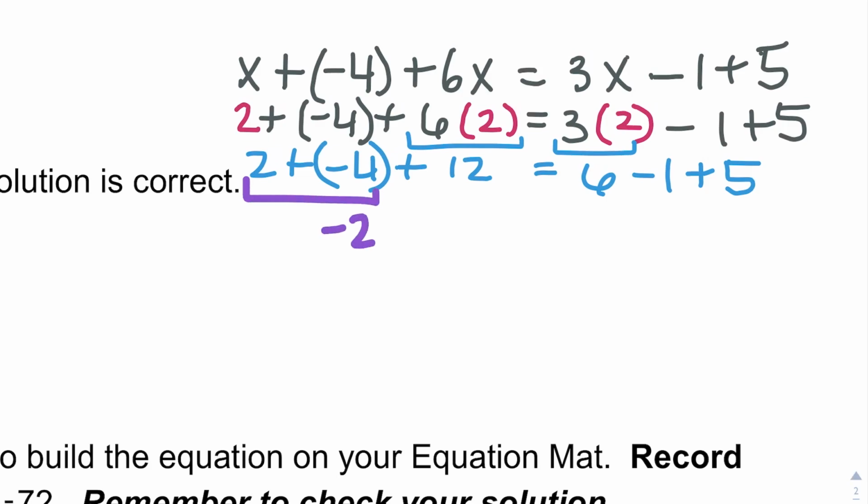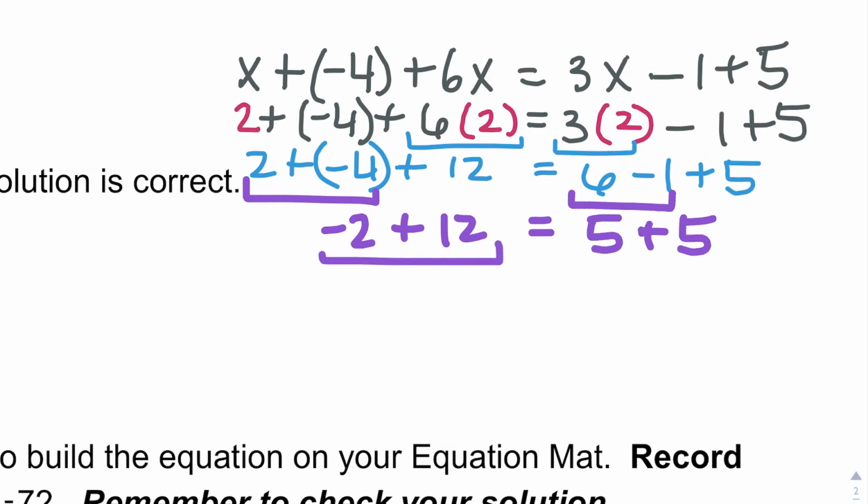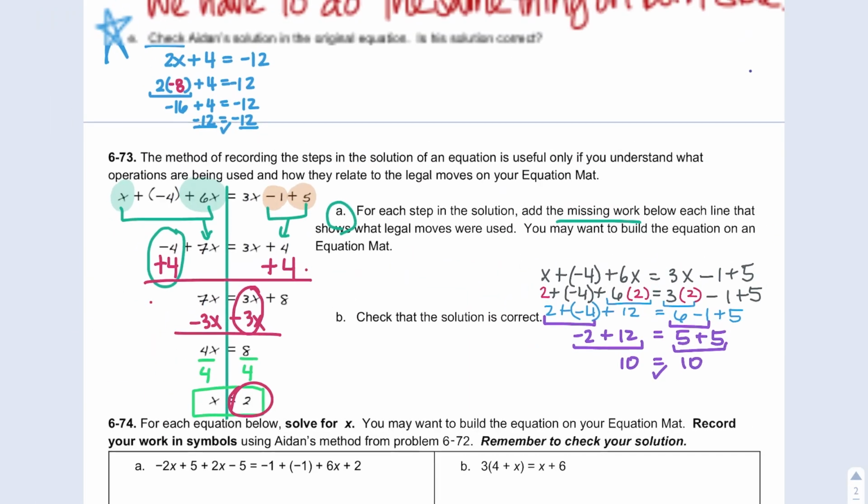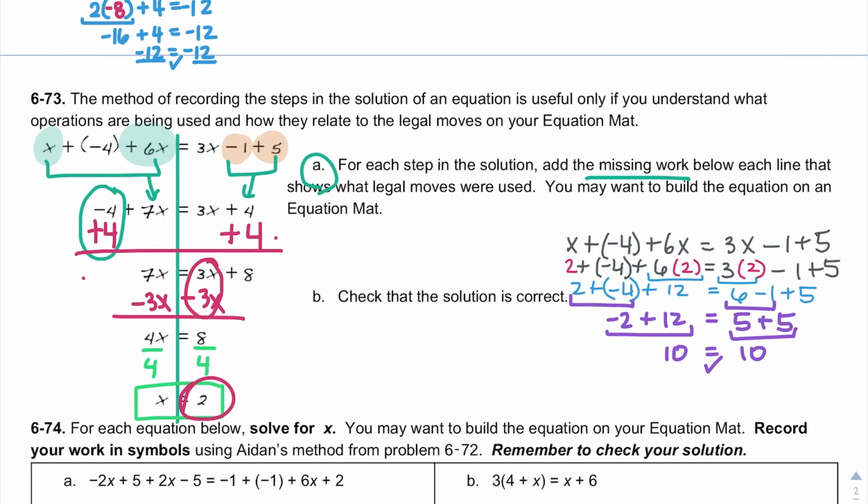2 plus negative 4 is negative 2 plus 12. 6 minus 1 is 5 plus 5. And then when I do negative 2 plus 12, I have positive 10. And 5 plus 5 is positive 10. So it works. So is the solution correct? Yes, it is correct. So x does equal 2. x equals 2. Okay?